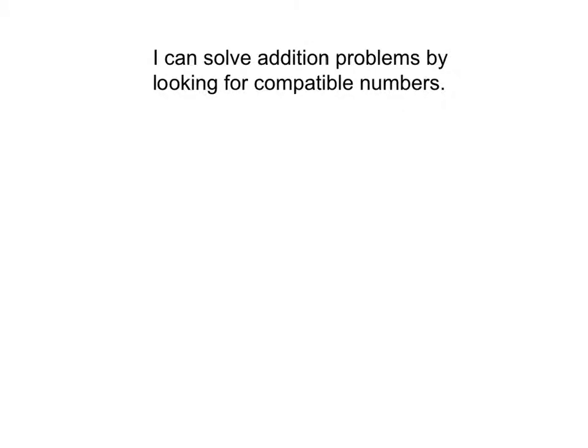This is a screencast on how to solve addition problems by looking for compatible numbers. Now, a compatible number is where we put two numbers together to make a tidy number. So that makes them compatible, because tidy numbers, if you remember, are any numbers that end in zero.